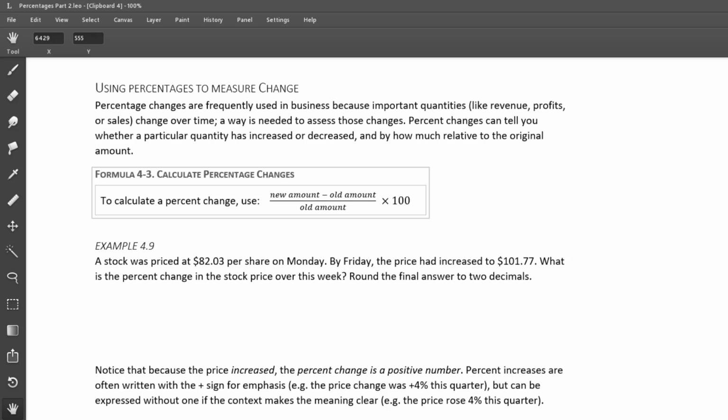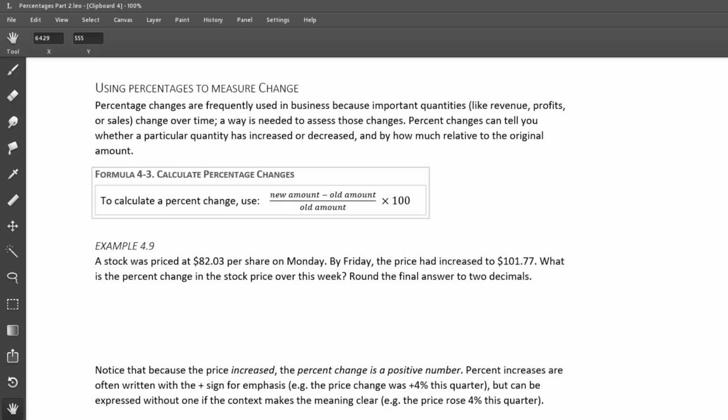Percentage changes can tell you whether a particular quantity has increased or decreased and by how much relative to the original amounts. So we're going to use formula 4-3 to calculate percentage changes. To calculate a percent change, use this formula, which says take the new amount minus the old amount, so that's the change, divide that by the old amount, and then multiply by 100.